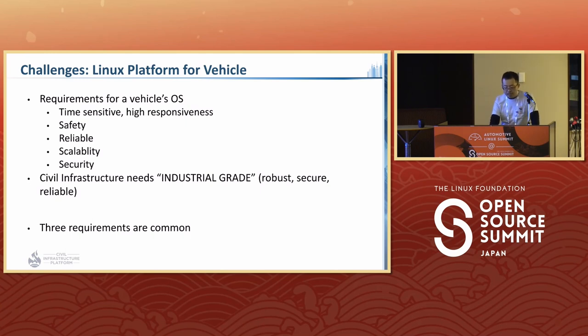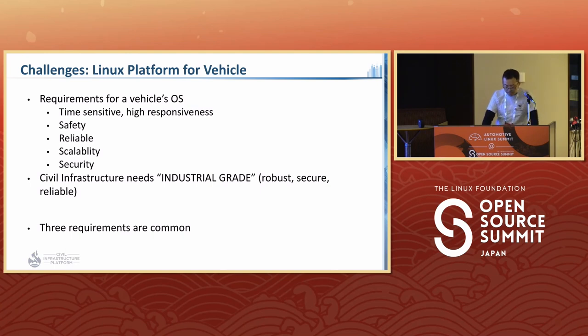Next is safety. In-vehicle software plays a critical role in driving safety, so it needs to be highly reliable. For example, it must ensure correct timing of airbag deployment and accurate brake control to prevent malfunctions.